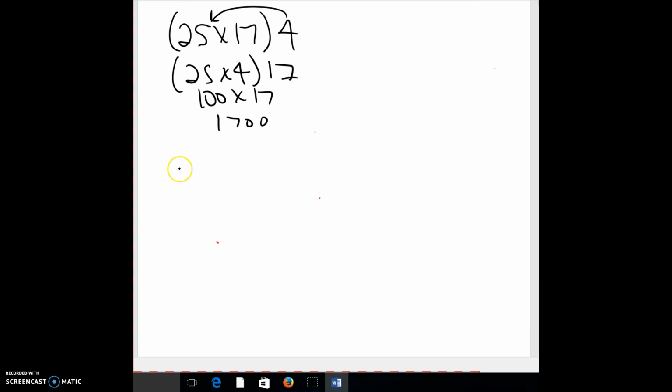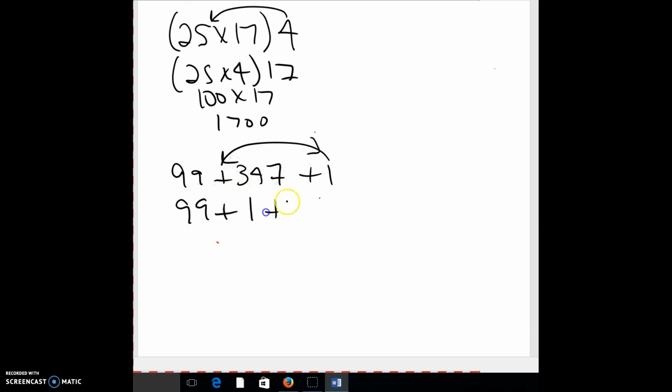Sometimes we just want to move the order, so you have, say, 99 plus, I don't know, 347, and then a 1 over here. Well, it's silly to go left to right, which is what order of operations says, but you're like, can I just move these guys? Can I just switch the order around? And then you're only commuting. And then you go left to right and you're like, wow, that's 100 and 347, so 447, which is very nice.